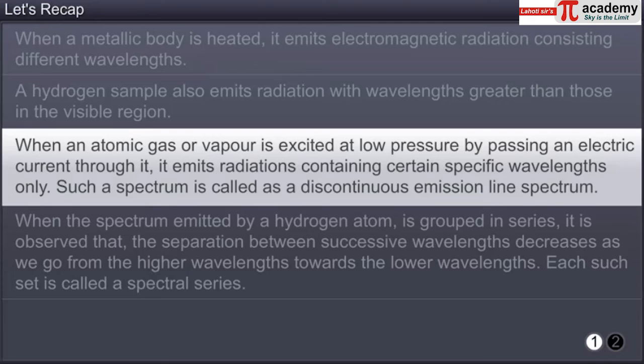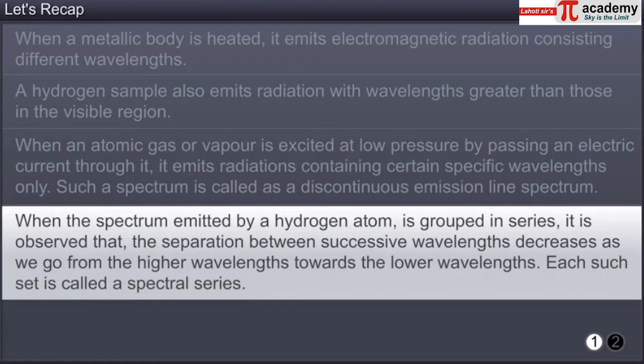Such a spectrum is called a discontinuous emission line spectrum. When the spectrum emitted by a hydrogen atom is grouped in series, it is observed that the separation between successive wavelengths decreases as we go from the higher wavelengths towards the lower wavelengths. Each such set is called a spectral series.